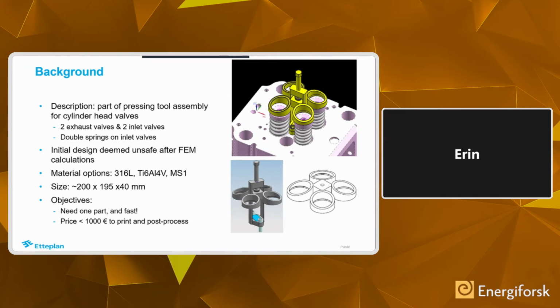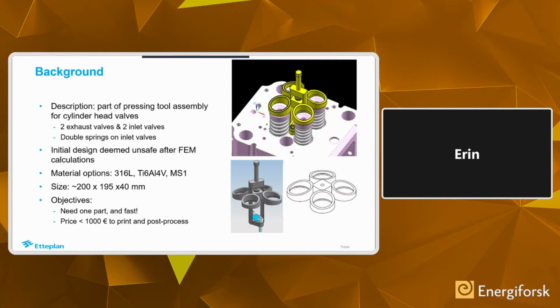But after some finite element analysis method calculations, we saw that the part would be unsafe as it would not be able to take the high forces occurring during use. And so then this part came to us, and we were asked to redesign this part for additive manufacturing. And because they needed it immediately, they wanted us to do it as quickly as possible and within a set manufacturing budget. And so in this case, they wanted to keep the total manufacturing cost below €1,000.